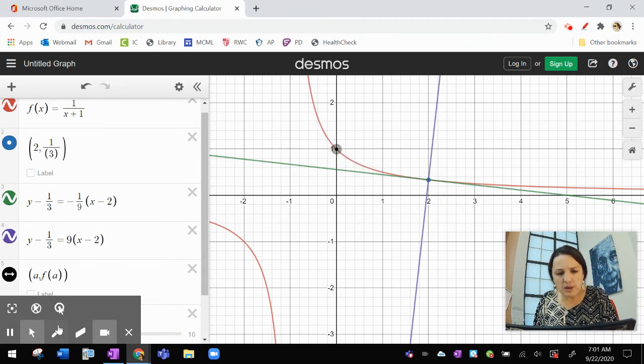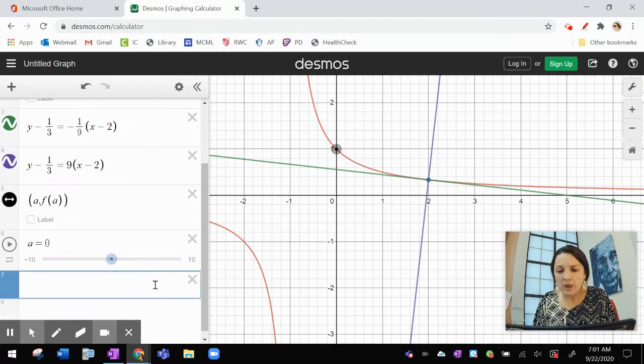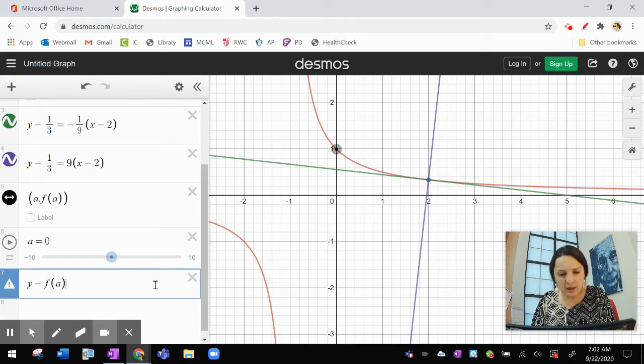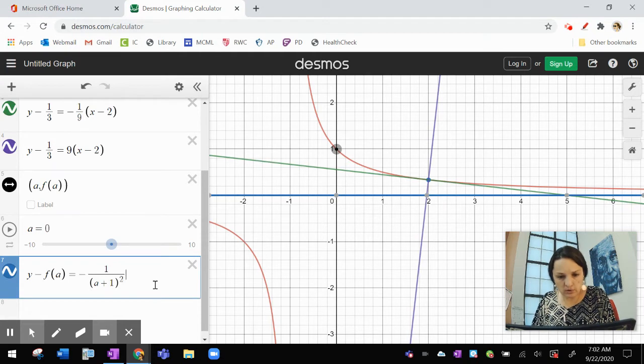And I wonder if I could make an equation. You know what, guys? We're going to figure this out together because I haven't tried it. I want to make the tangent line there and see if that slope looks like it equals negative 1. So at that point, the tangent would be y minus f of a equals m. Well, m was the slope, and the slope was negative 1 over a plus 1 squared.